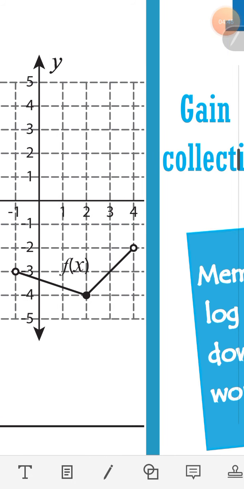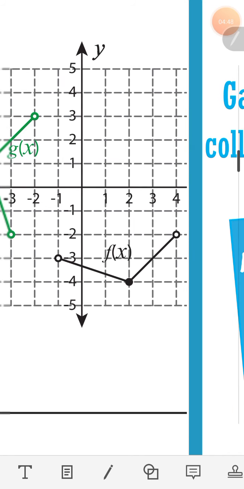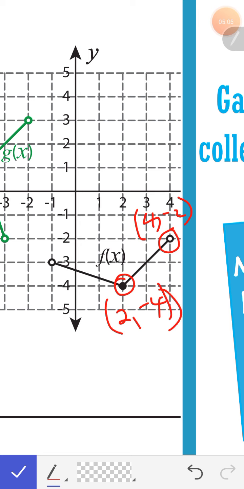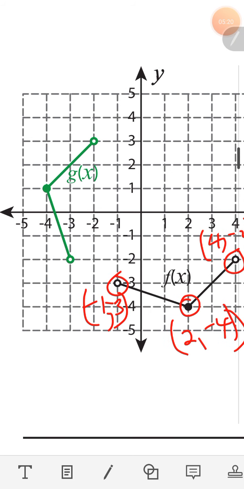what are these coordinate points? What is this coordinate point right here? This coordinate point is x is 4, y is -2, right? This one here is x is 2, y is negative 4. And this one here is x is negative 1, y is 3, negative 3. Yep. So if I want to draw its inverse, I'll just flip all of those points and then connect them.